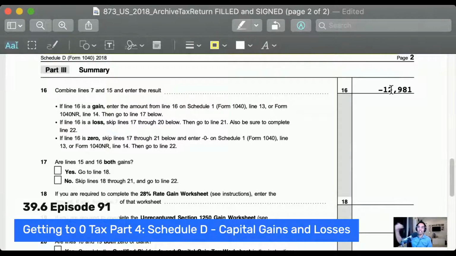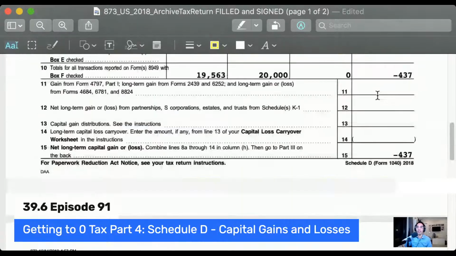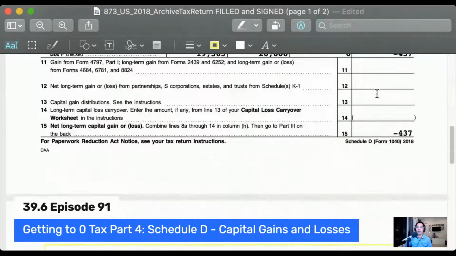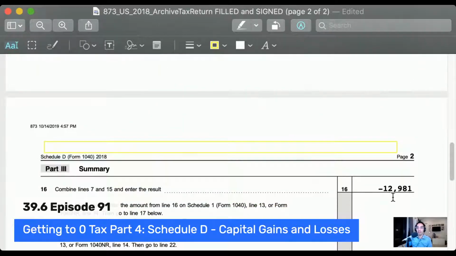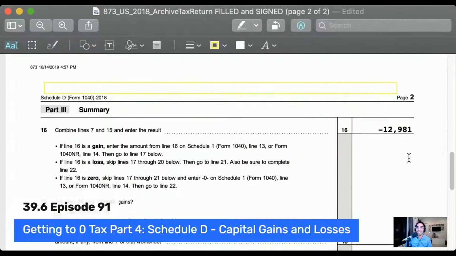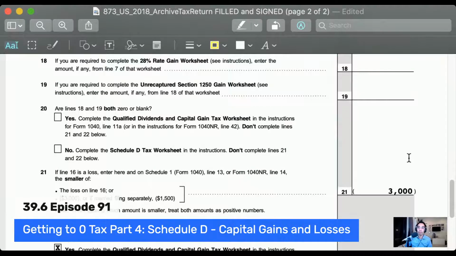I would offset part of that negative 12,544 from the short term, and it would only be negative 11,500. But because they were both losses, we just add them up. And so here we are at negative 12,981. You cannot put negative 12,981 onto your 1040 form.